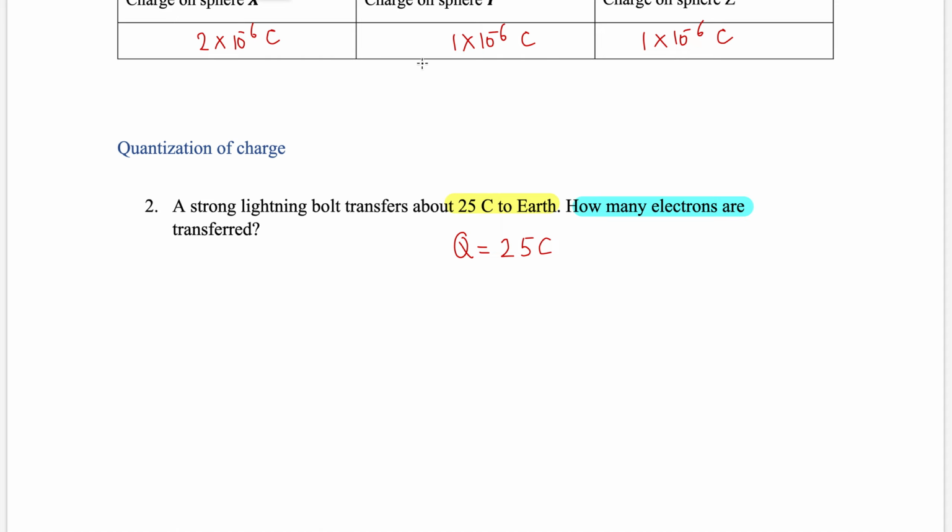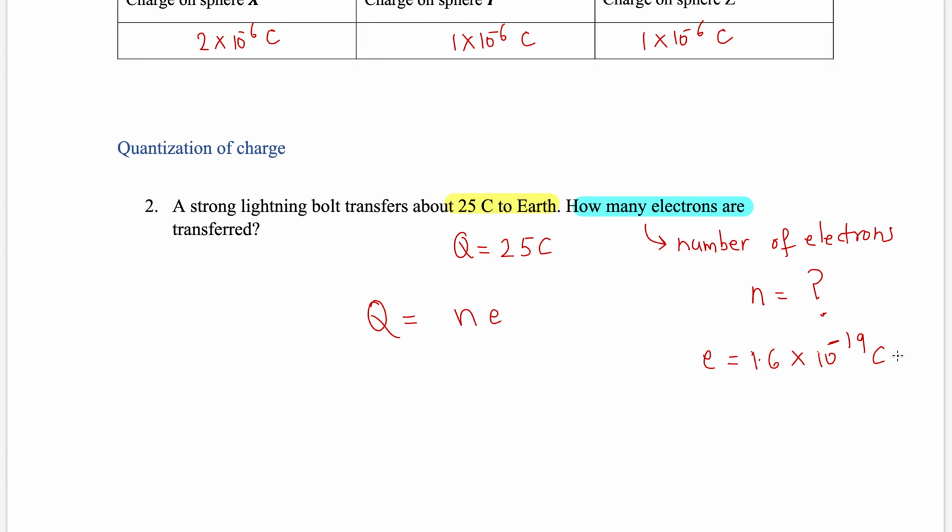That means it's asking for the number of electrons, so it's asking for N. N equals how much? We are going to use the formula for quantization, which is Q equals N e, where N is the number of electrons and e is the elementary charge, which is a constant and will be provided in the exam. So 1.6 times 10 to the power negative 19, that's the value for e.